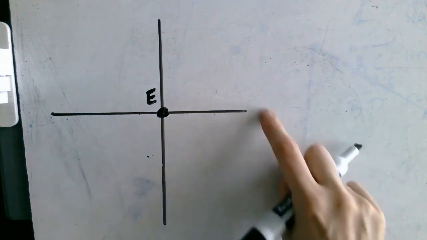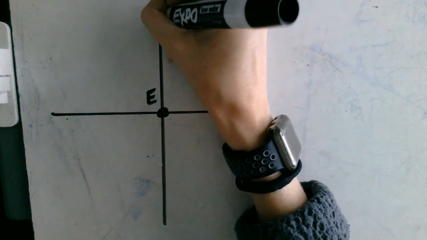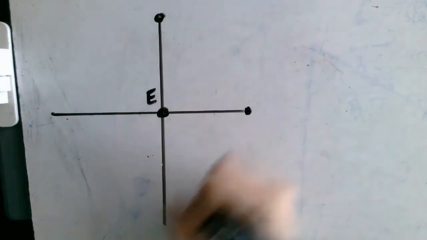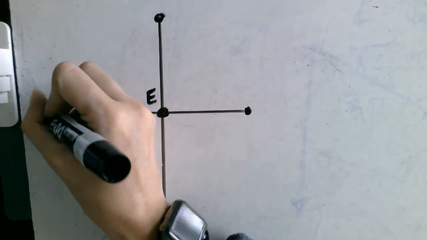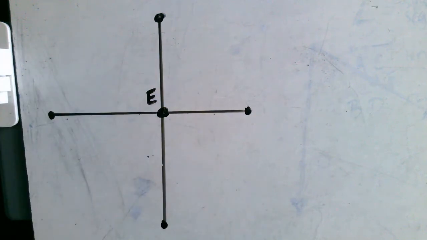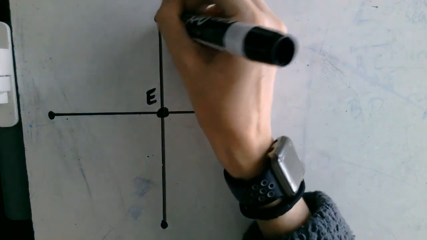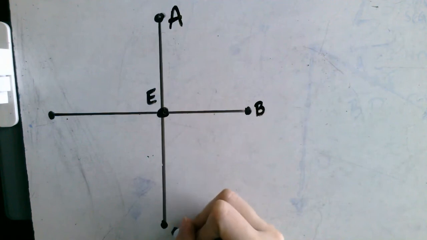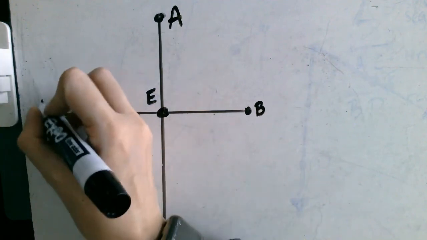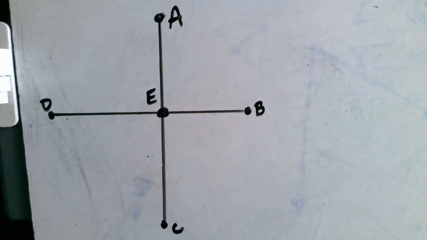We also have endpoints to each of our lines. Let's put a point on that so we can see it a little bit better. Remember, your points are never too big. Let's label our lines. A, B, C, and D.